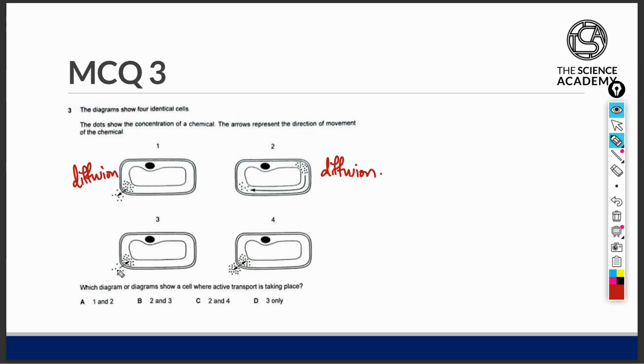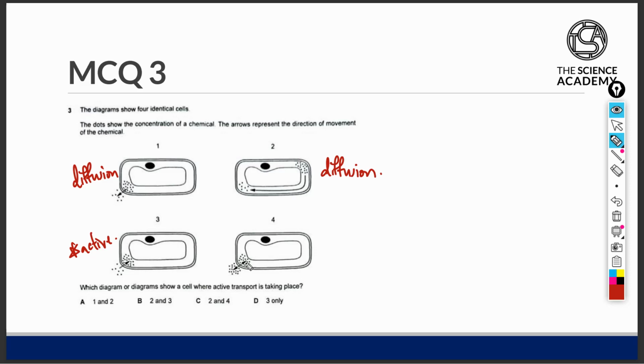In cell 3, we see that the chemicals are moving from a region of lower concentration to higher concentration. This must have been an active process where the cell is capable of pulling in more of the chemical despite having so much of it in the cell already. This must not be diffusion because diffusion is a passive process, while this process requires energy since the movement of the chemical is going against the concentration gradient.